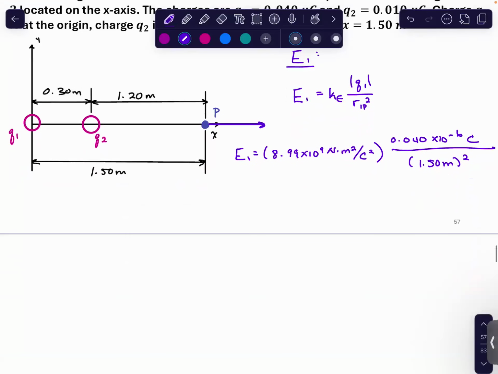When you calculate this, you're going to get 160 newtons per coulomb. But since both of those field vectors are going to point in the same direction along the positive x-axis, so what, 160 newtons per coulomb, I hat.